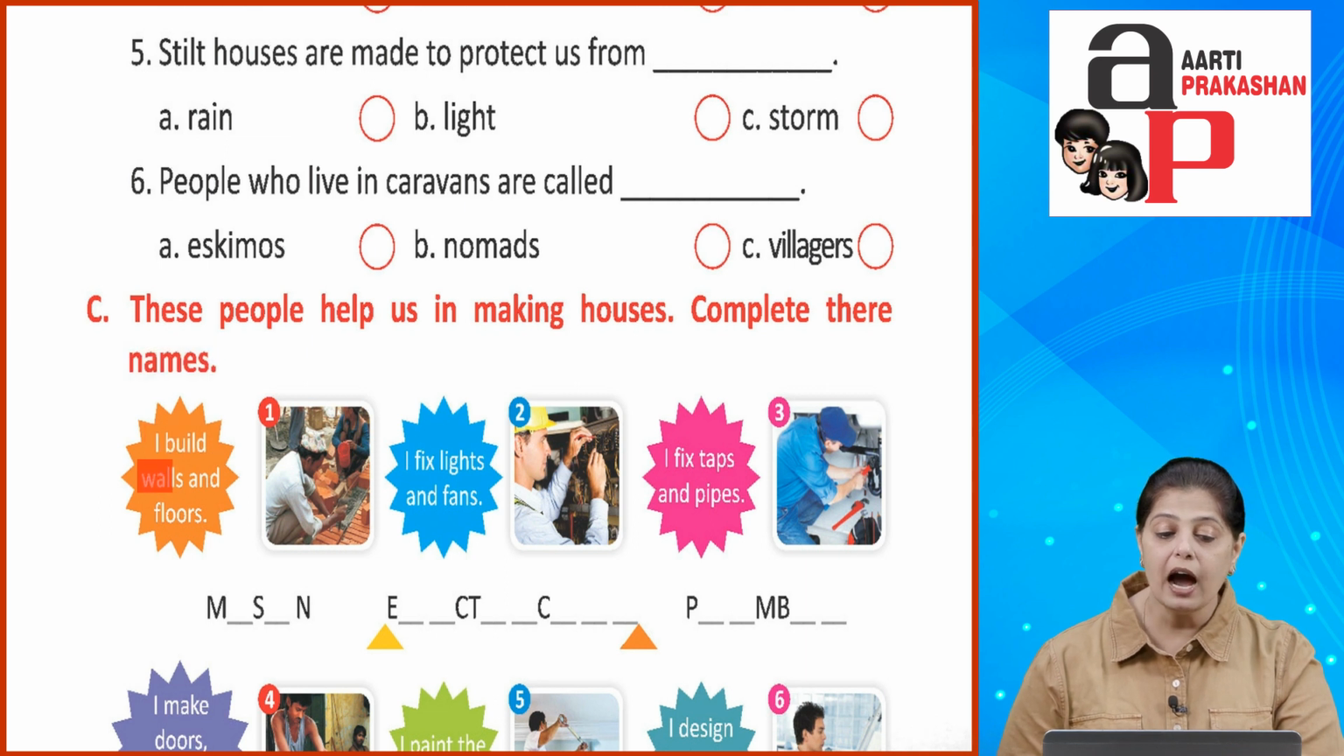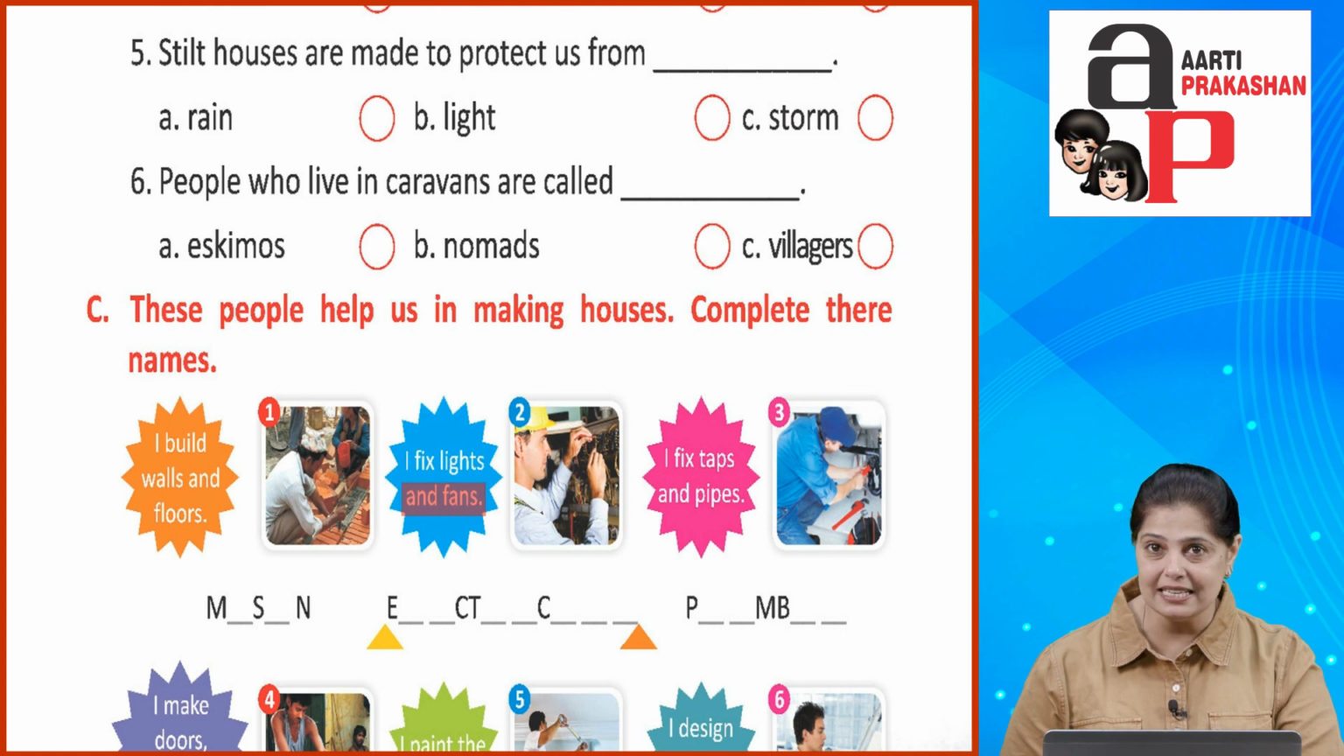So first is, I build walls and floors. Who does that? Who builds the walls and floors for you? He is a mason. M-A-S-O-N, mason. Okay. I fix lights and fans. Who fixes? I fix lights and fans. Who does that? Who does the electrical work at your house? He's an electrician. E-L-E-C-T-R-I-C-I-A-N, electrician.